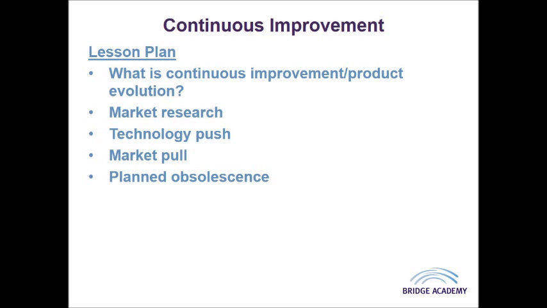Now, that also comes under market pull. So market pull is what the consumer actually wants. So if we look at a product such as an iPhone, we will notice that there are two cameras on an iPhone. This is because at some point we noticed that our consumers were taking selfies.